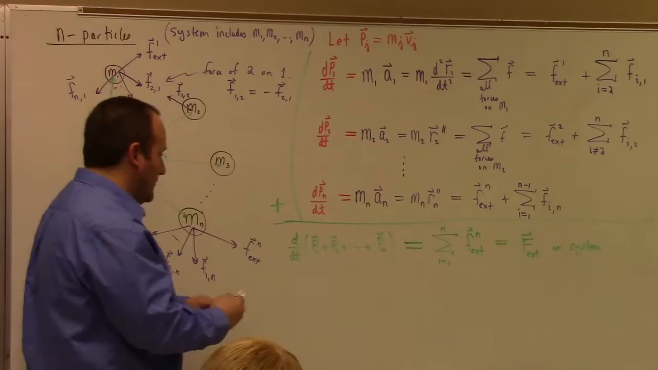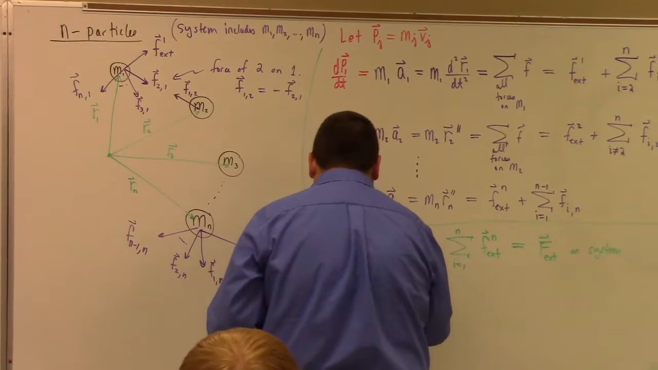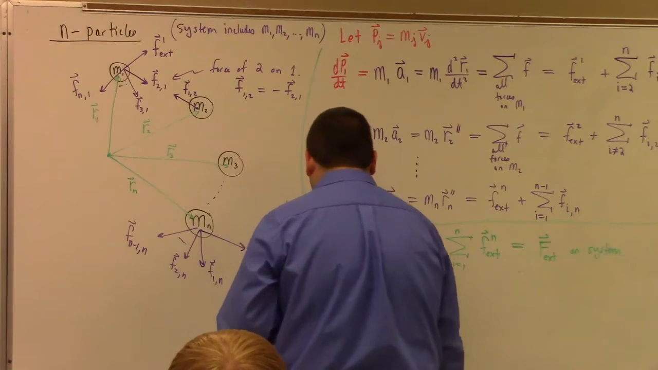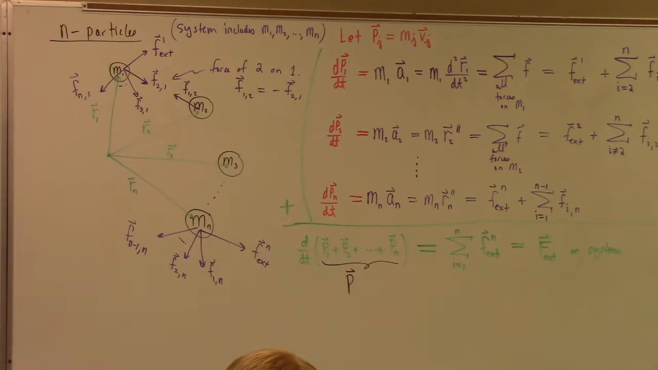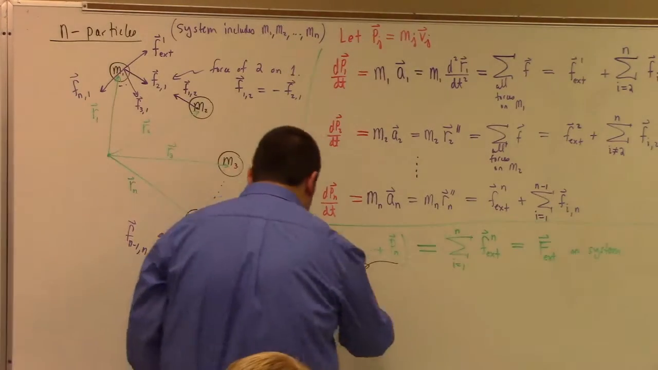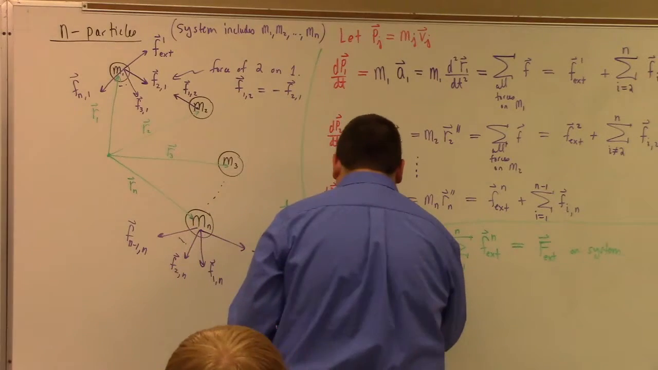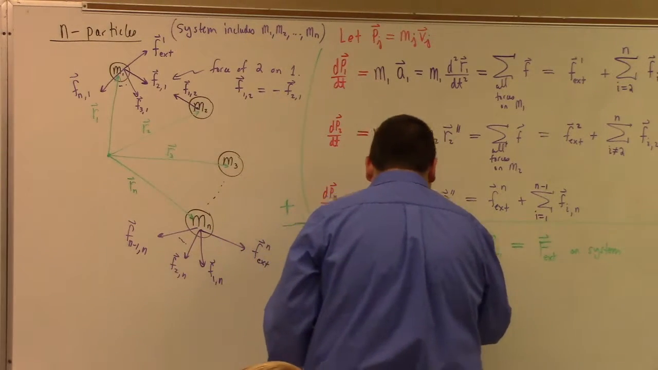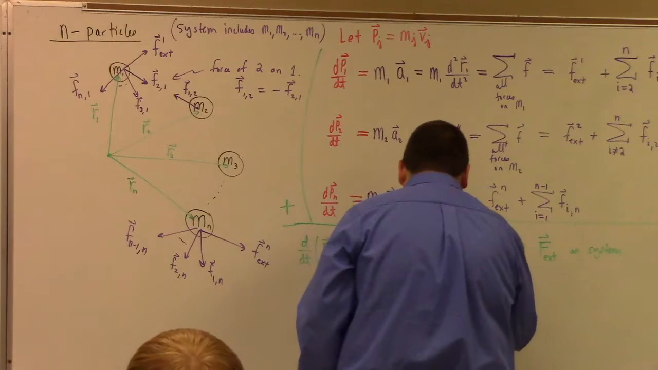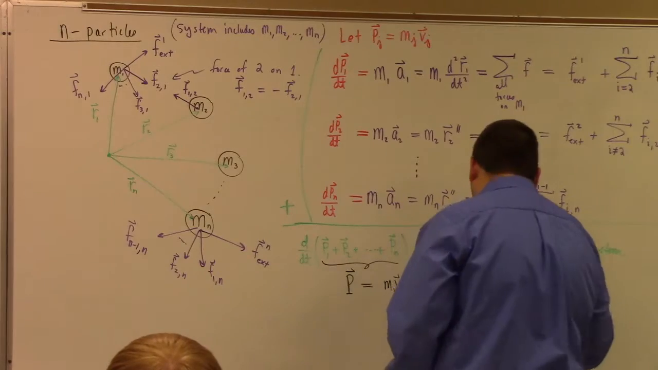Now this thing is so important that it has a name. This is just called the net momentum, or just P for short. I'll make it a capital P. Net momentum. Now, if I write this, this is also m1v1 plus m2v2 plus ... plus mnvn, right?